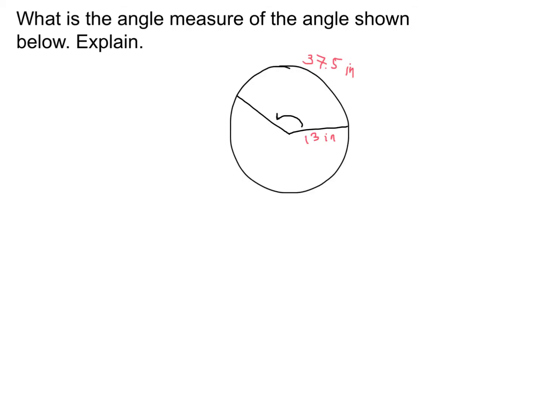Or this should look familiar. So what is the angle measure of the angle shown below? So the angle that I'm talking about is this angle here. You can assume that this is the center of the circle and that these are the two rays that create that angle. 37.5 is the arc length, and 13 is the radius. I want you to show all your work and explain. I'm not going to go over this one. I want you to work on it on your own. We can talk about it tomorrow if you want.